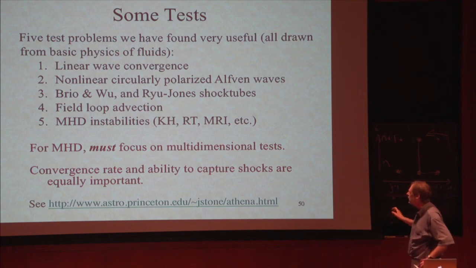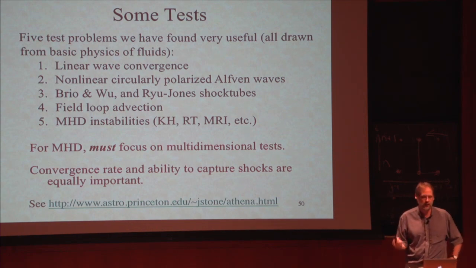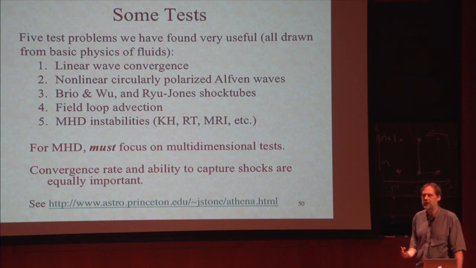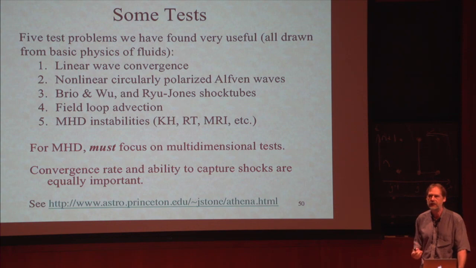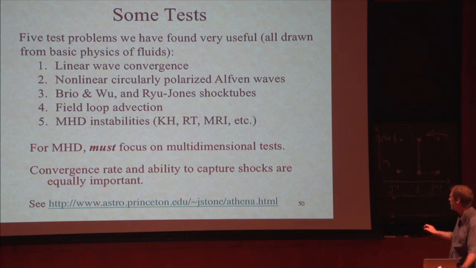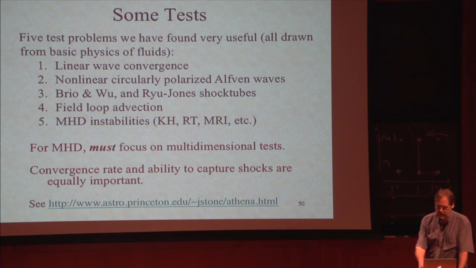In MHD, it's very important to use multidimensional tests because in 1D, the div B condition is trivial. It doesn't exist, basically. In 1D, the MHD equations look like hydrodynamics just with an extra pressure. And so if you're not doing multi-dimensions, you're not really testing whether or not your code is keeping div B equal to 0, which is the most important aspect of MHD. Now, there's a web page with lots of different test problems associated with the Athena code that we've used. That's a good starting point. And there's many other tests in the literature that you might use.